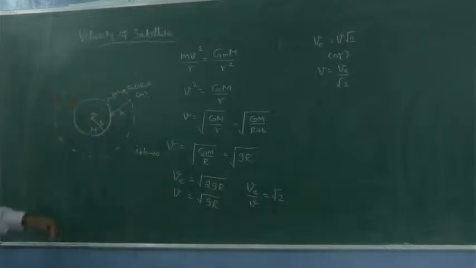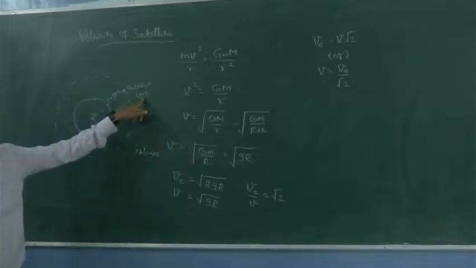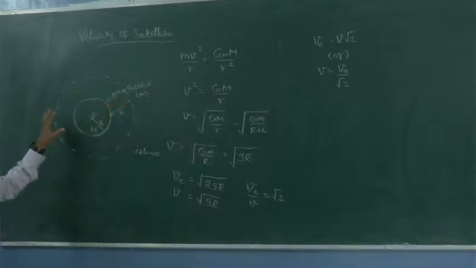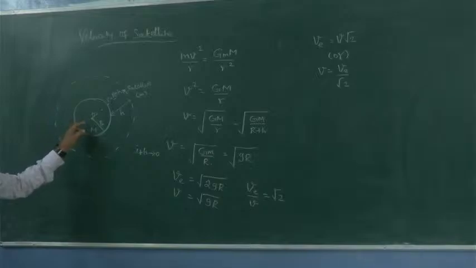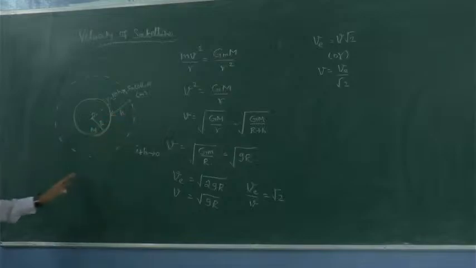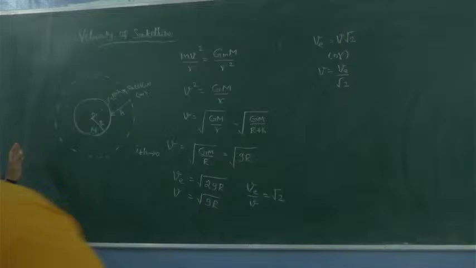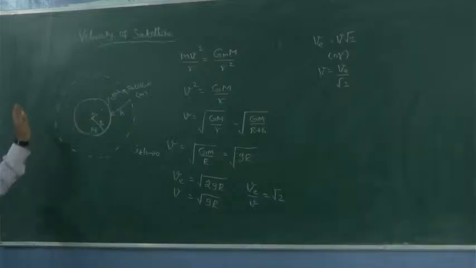Okay, listen. In this topic we are going to calculate what kind of velocity is possessed by satellites. Consider a satellite whose mass is m, which revolves around our Earth. Earth mass is M, Earth radius is R, and Earth's center point is O. This is an orbit, and over this orbit the satellite is revolving.